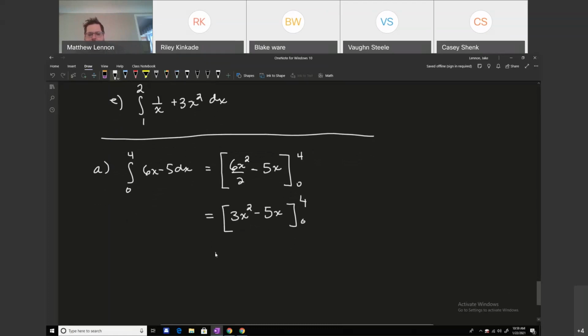So there's two parts here. We plug in the 4, so we get 3 times 4 squared minus 5 times 4. And then you would also subtract plugging in 0. So you would actually need parentheses here, because if you have more than one term, that negative would distribute. So you get 3 times 0 squared minus 5 times 0. There's not too much of an issue here, though, because everything in the second set of parentheses becomes 0. So this should just simplify to 28.